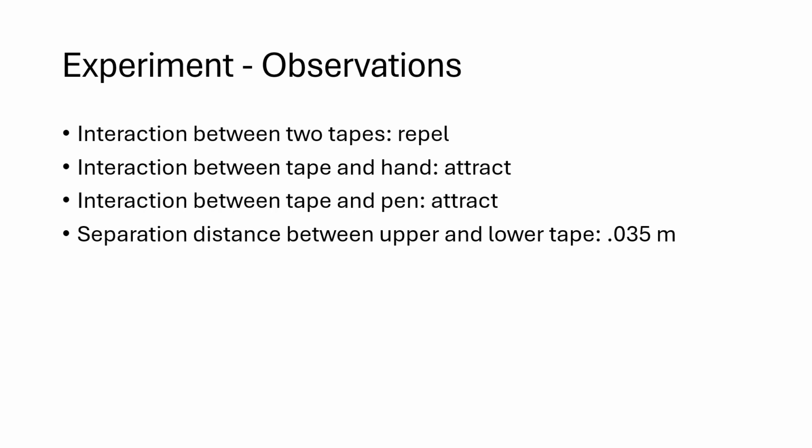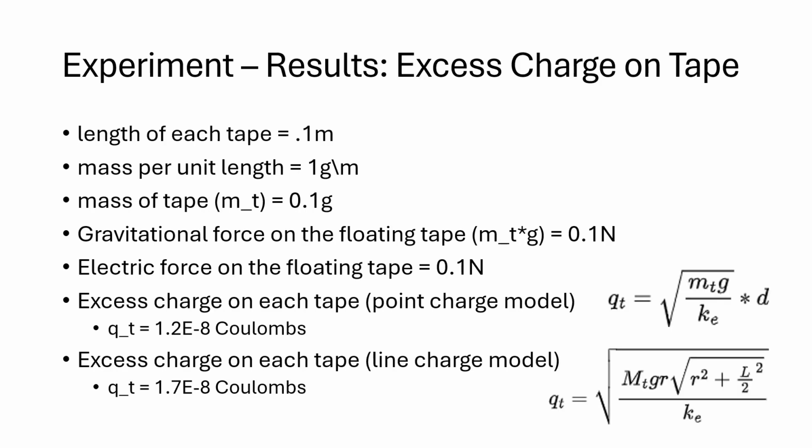So here are the observations. First of all, two tapes repelled one another. A tape and a hand attracted one another. Tape and a pen attracted one another. And the separation distance between the upper tape and the lower tape was 0.035 meters. The result that we got for the point charge model was 1.2e-8 coulombs, and the result that we got for the line charge model was 1.7e-8 coulombs.